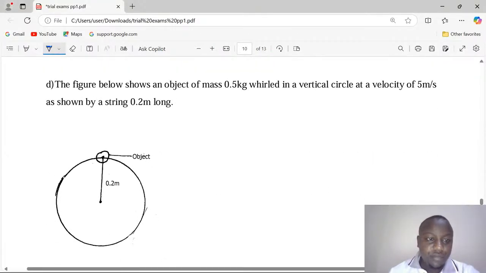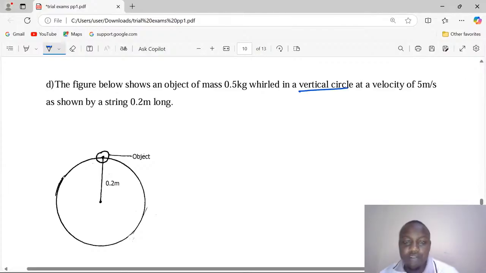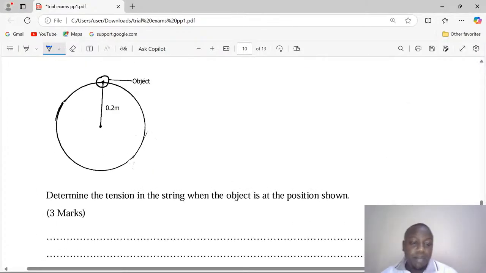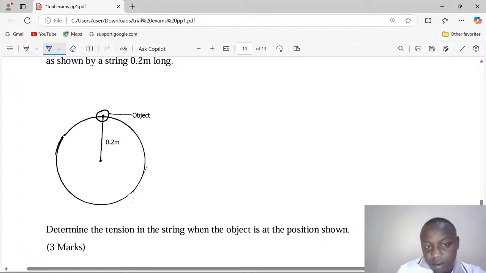Part D. The figure below shows an object of mass 0.5 kg whirled in a vertical circle, very key, at a velocity of 5 meters per second, by a string 0.2 meters long. So the string being 0.2 meters long means the circular path has a radius of 0.2 meters. Determine the tension in the string when the object is at the position shown. Position shown means the topmost position.